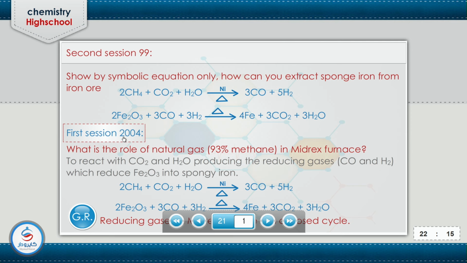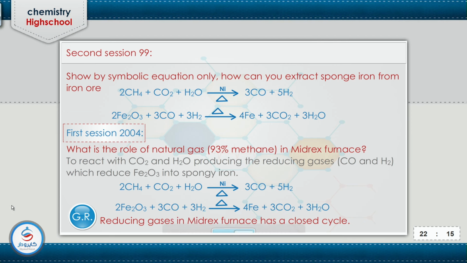Question in the first session of 2004: what is the role of natural gas? Natural gas, which is 93% methane, is used in the Midrex furnace. What is the role of natural gas in the Midrex furnace? Its role is to react with CO2 and H2O to produce the reducing gases, which are carbon monoxide and H2 gas, which reduce ferric oxide into spongy iron, according to the following equations.